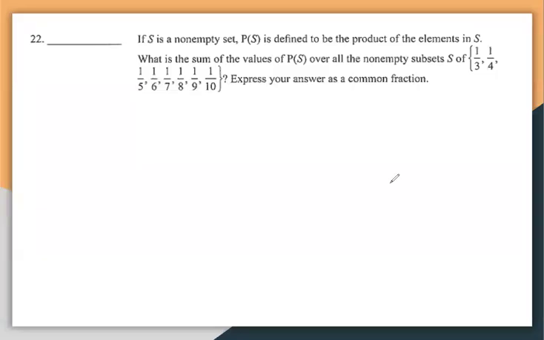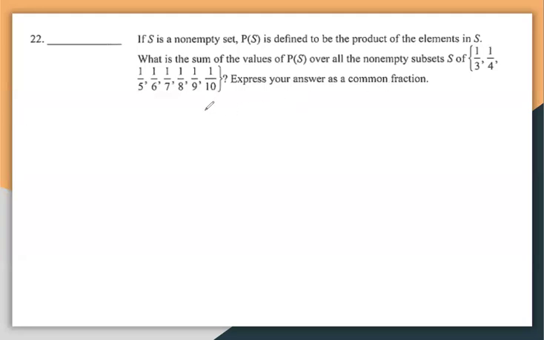So we have another MathCounts problem. This was National number 22 on the spring test. We have S as a non-empty set, and P of S is defined to be the product of the elements in that set. And what is the sum of the values of P of S over all the non-empty subsets of this given set?